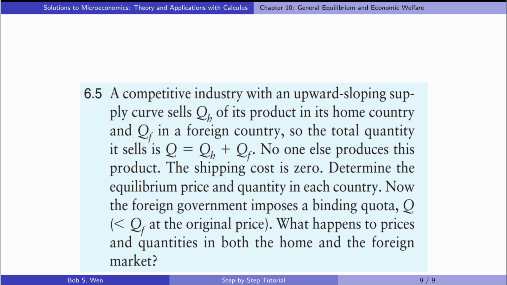Let's find answers to the last exercise. A competitive industry with an upward sloping supply curve sells QH of its product in its home country and QF in a foreign country. So the total quantity it sells is Q equals QH plus QF. No one else produces this product. The shipping cost is 0. Determine the equilibrium price and quantity in each country. Now, the foreign government imposes a binding quota, Q tilde, which is smaller than QF at the original price. What happens to prices and quantities in both the home and the foreign market?